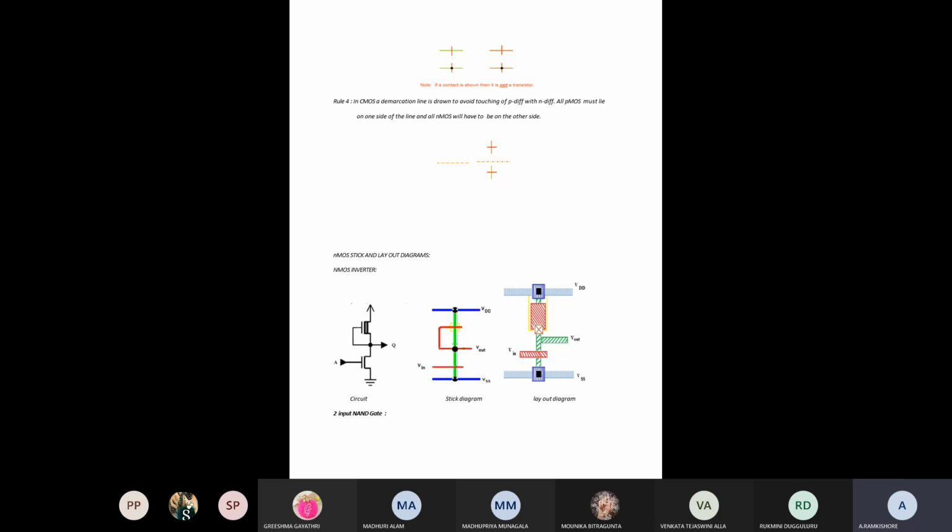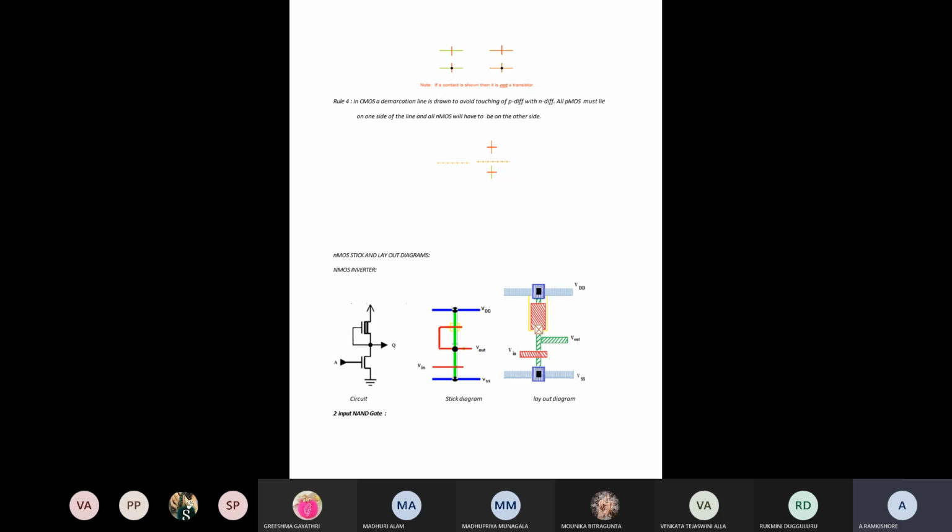For example, y is equal to (a plus b) whole bar, or y is equal to (a plus b plus c) whole bar, or (a into b into c) whole bar, or (ab plus ba) whole bar. When we observe this type of logic expression, we mainly have two operations between one variable and another.